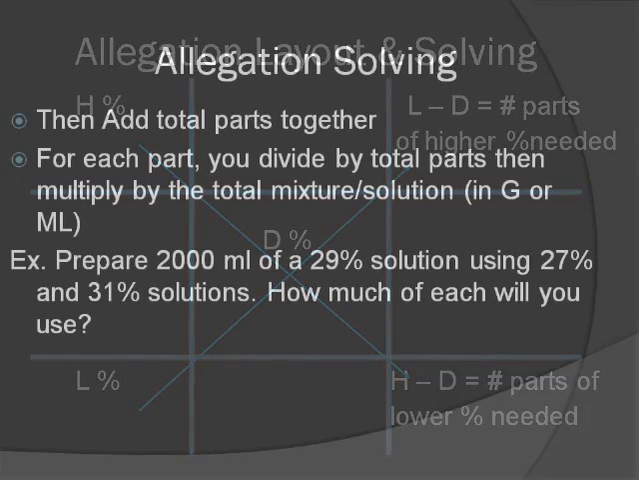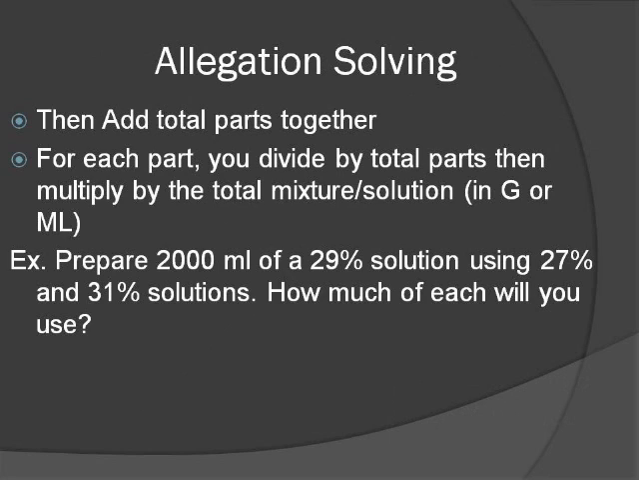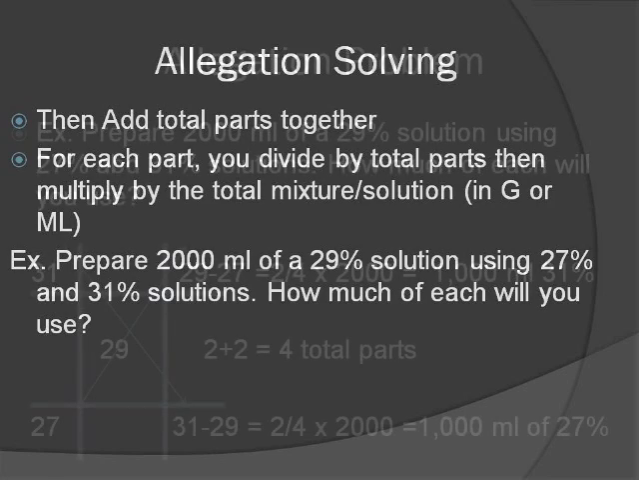What you need to do then is take both of those parts and add them together. And then for each part, you'll work with one at a time. So for each part, you would take that number of parts divided by the total number of parts, then multiply it by the total mixture that you're making. It has to be either in grams or milliliters. So remember, if you're given the total mixture in, let's say, liters, you'll want to convert that to milliliters.